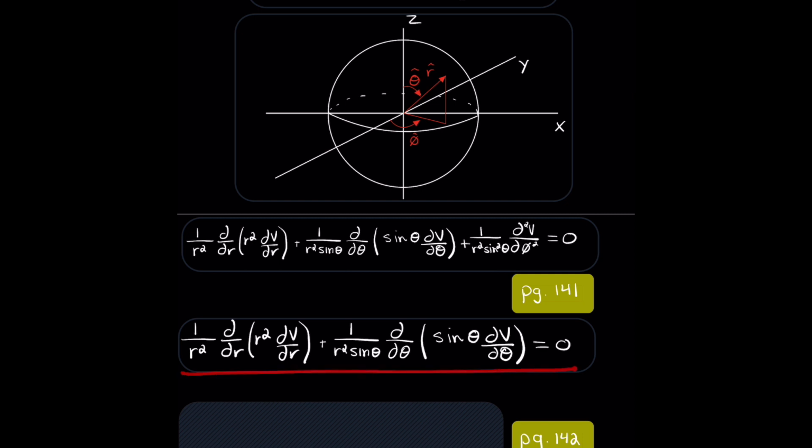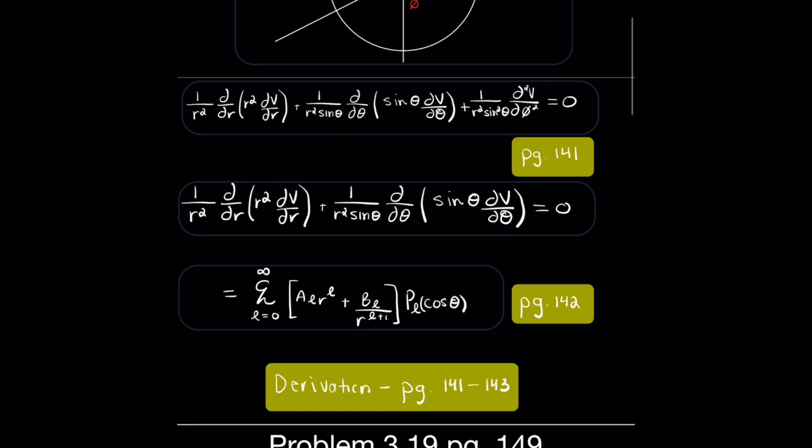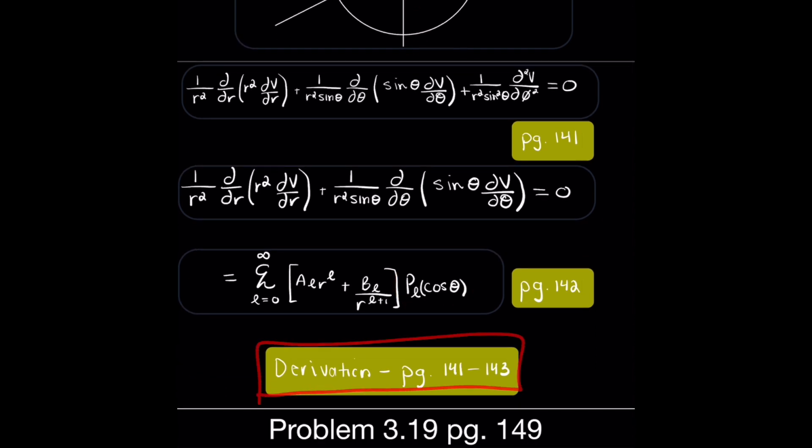And this equation is very hard to solve, therefore Griffiths has it in the book as a given, which we have here, which is a summation with two expressions multiplied by the Legendre polynomial. And if you're curious, this derivation can be found on pages 141 through 143.